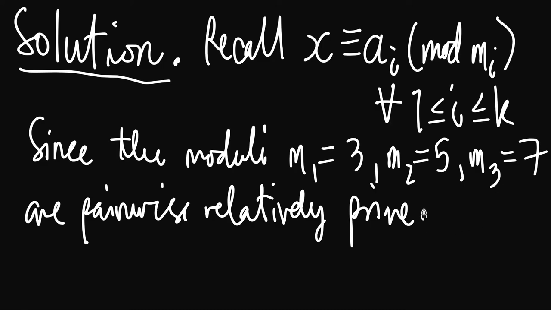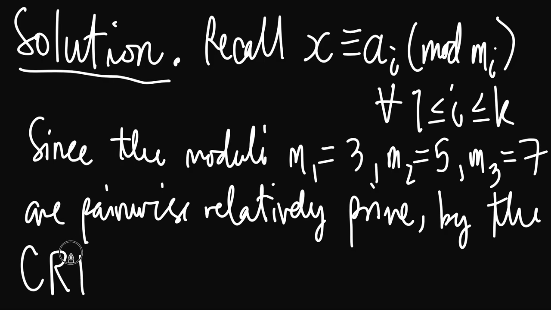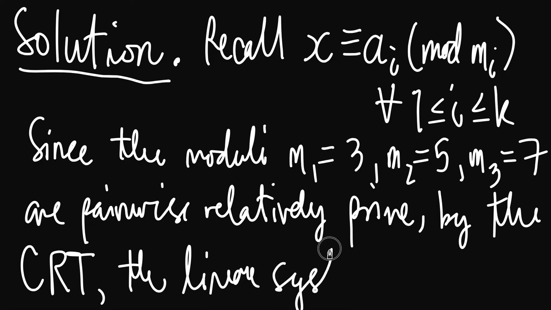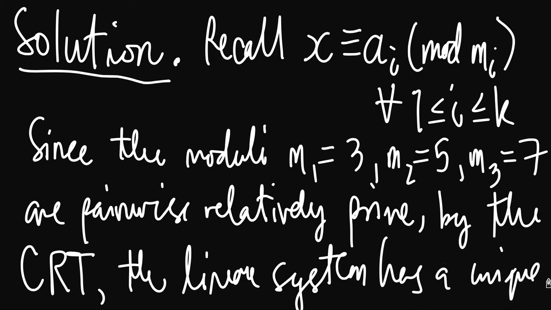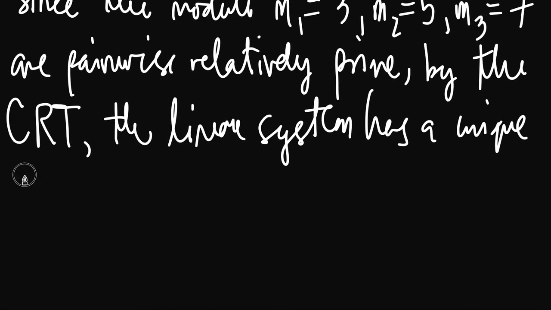So therefore, we can use the Chinese remainder theorem. So by the Chinese remainder theorem, let's use the acronym CRT for that, the linear system has a unique solution.